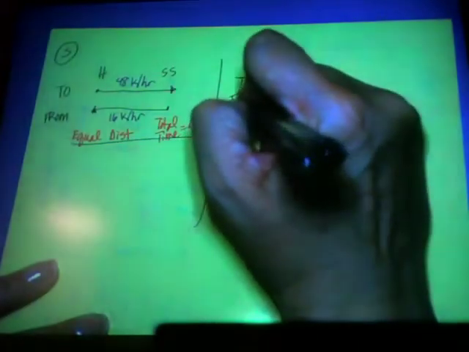Or in this case, we're going to end up setting our distances to the service station and the distance to home equal to each other because they're going to look different, but they're going to be equal distances. What else do we know that they gave us? Total time was what? 4 hours. Okay, so now I'm ready to set up my chart. So my chart is to and from.